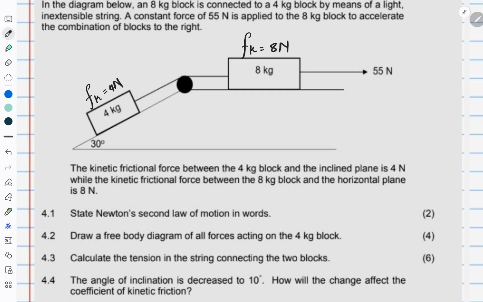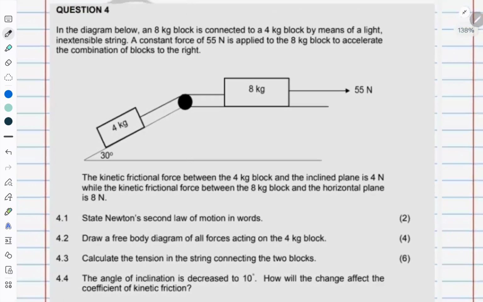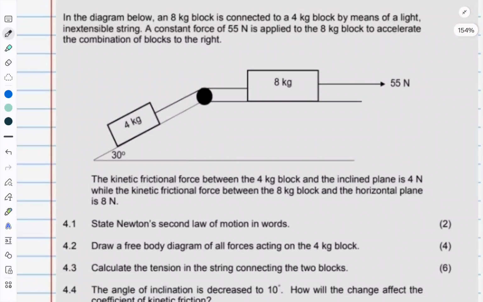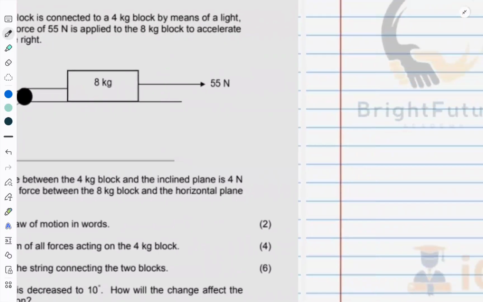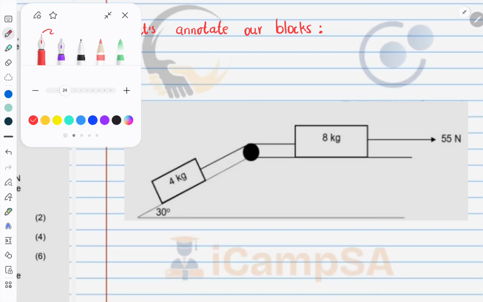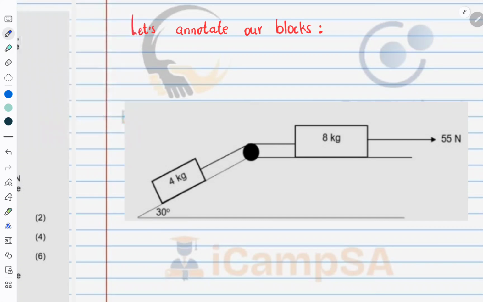Right, so what I usually prefer to do, before you start answering any questions, is to annotate these and take out your free body diagrams. Right, so let's just annotate. By annotate, I mean you take out all the forces that you've been given in this particular problem. So let's use a different color.